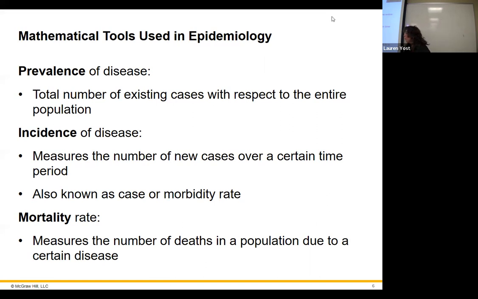The other term is related to that. Our term that isn't bolded is morbidity. The morbidity rate of a disease is the same thing as the incidence, the occurrence over a specific time period. And then we have mortality rate, just like it sounds, which deals with the deaths in the population due to that disease.